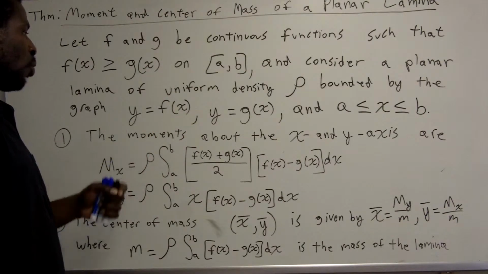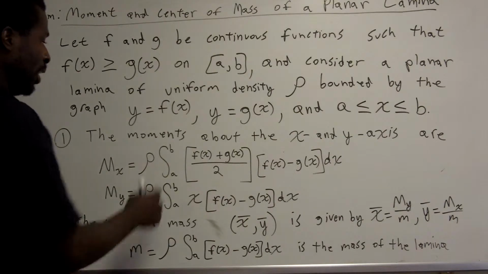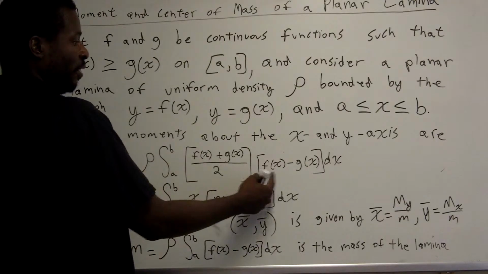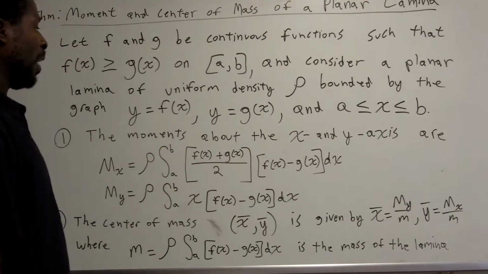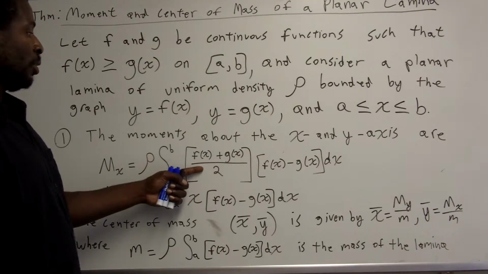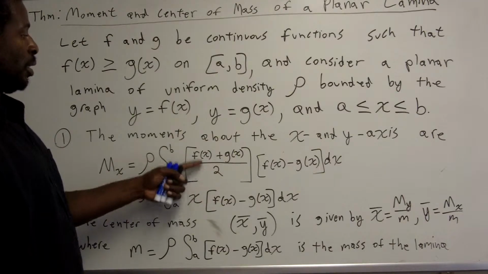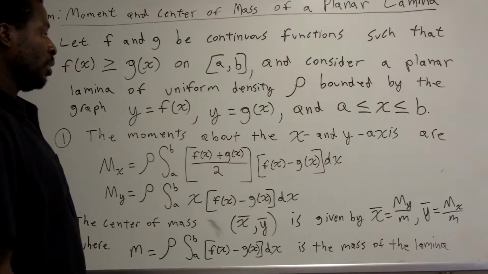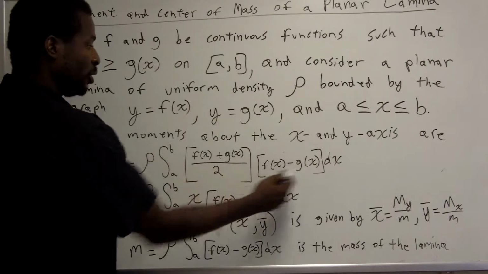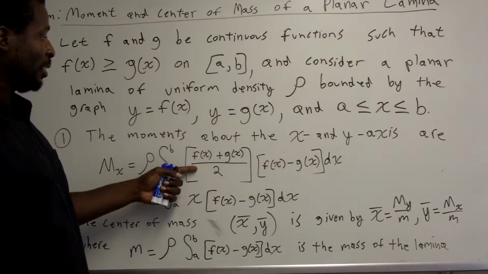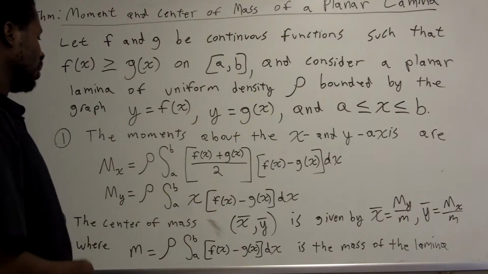Because when you multiply rho by the area of this lamina, which is basically rho times the integral of f of x minus g of x, that's rho times the area bounded by f and g. If you multiply that by the distance to the middle of a representative rectangle on the lamina, which would be the average of the two functions, so that would be the mass, which is the integral of rho times the difference of the two functions, times the distance to the center of the lamina. That is the moment. So that's what all this basically is.